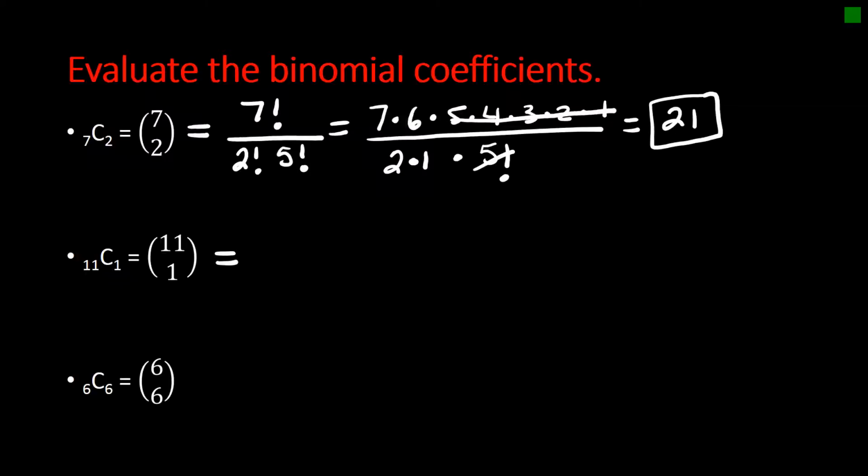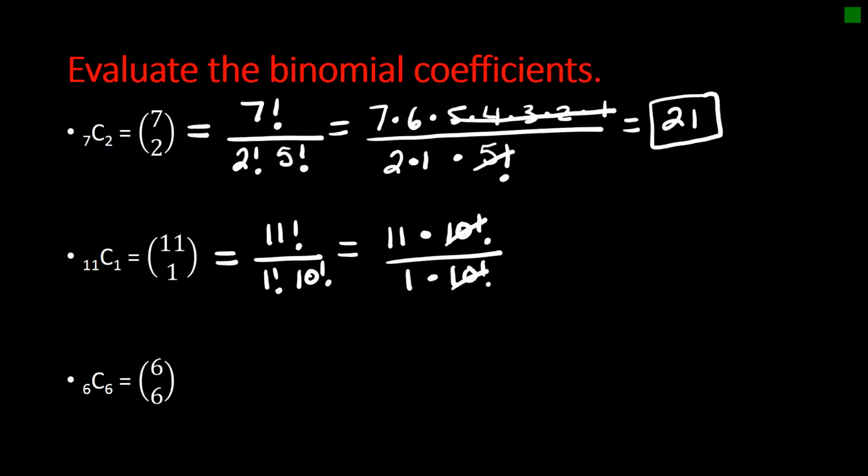Let's look at another one. 11 combining 1. We have 11 factorial over 1 factorial. 11 minus 1 is 10, so that's 10 factorial. So 11 factorial can be written as 11 times 10 factorial. That's kind of what we did here, but we didn't write it as 5 factorial. We wrote it all out so you can see what it is. 1 factorial is 1. And our 10 factorials cancel out. We have 11 over 1, which is 11.